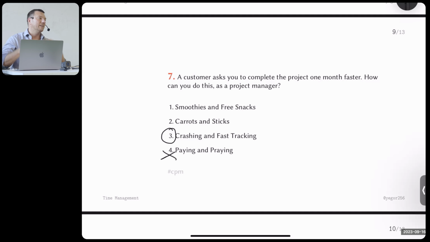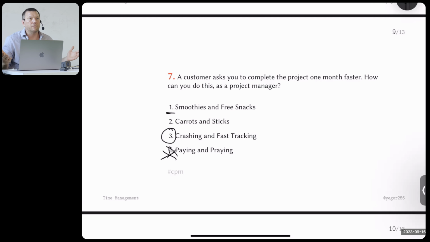You have no instruments of control. Of course, as project managers, we don't do that, we don't pay and pray. This is not an option for us. Option number 1, smoothies and free snacks. So that means a lot of motivation, a lot of rewards for people and then asking them to work probably on weekends or overtime, right?